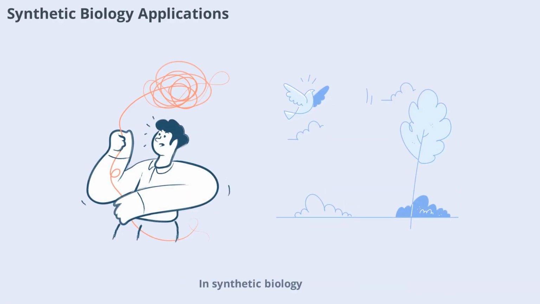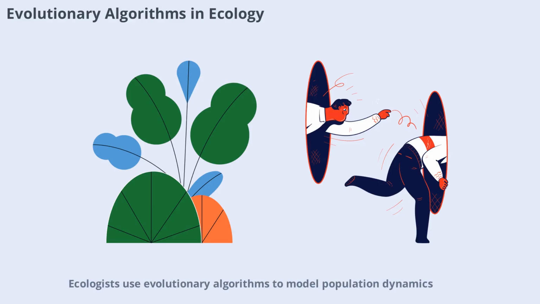In synthetic biology, evolutionary algorithms are used to design and optimize biological systems, such as engineered microbes or synthetic gene circuits. By simulating evolution, researchers can identify designs that perform desired functions efficiently and robustly. This accelerates the development of new biotechnologies, from biofuels to pharmaceuticals, and expands the possibilities of what can be achieved with living systems.